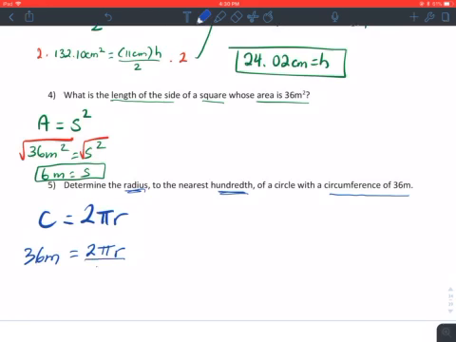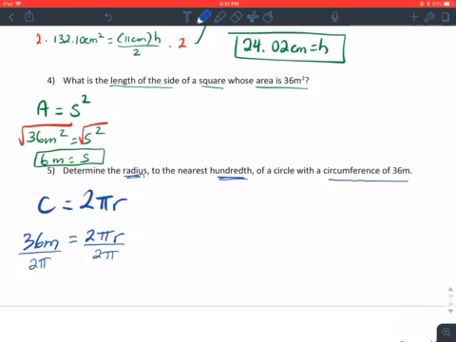Now what we're going to do again is divide by 2 pi, since it exists on the right hand side. It's being multiplied. I want to do the opposite, which is divide. And if we do that, 36 divided by 2 pi, we end up with, to the nearest hundredth, 5.73 meters as the radius of this circle.